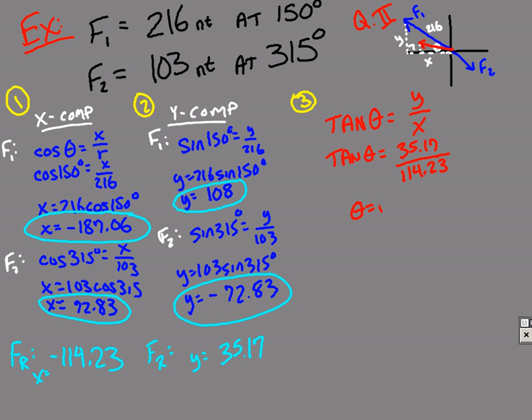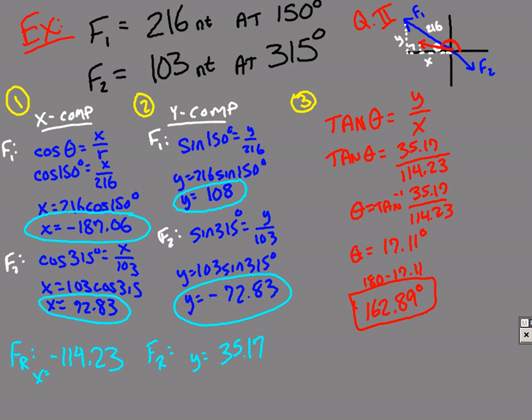So that means theta will be the inverse tangent of this fraction, 35.17 over 114.23. When I plug that into my calculator, I'm going to get theta is equal to 17.11 degrees. So that's what my reference angle is. Again, I'm in the second quadrant, so how much more do I need? Because I want to look at what this angle is here. So to do that, I'm going to do 180 minus 17.11, which means the angle I'm worried about is going to be 162.89 degrees. That's my angle. That's what I want to look at.